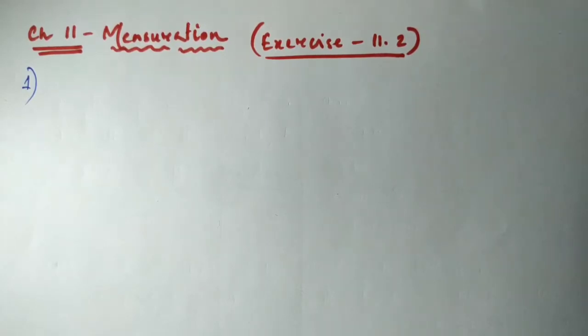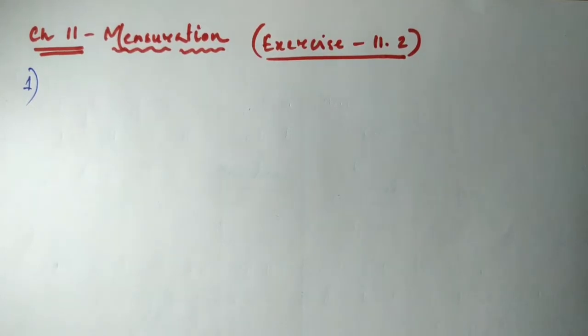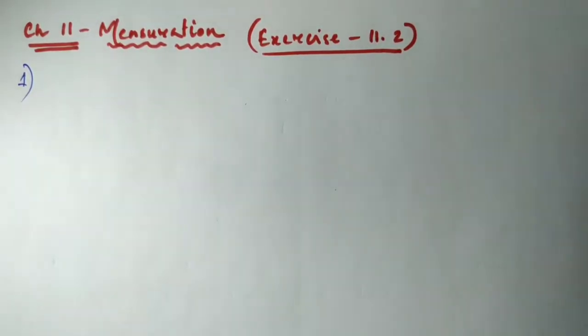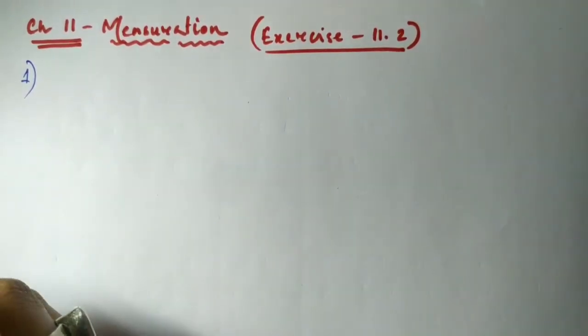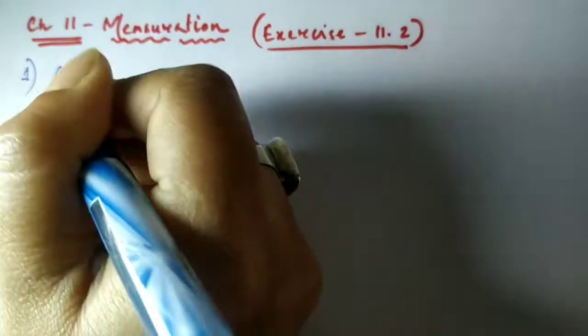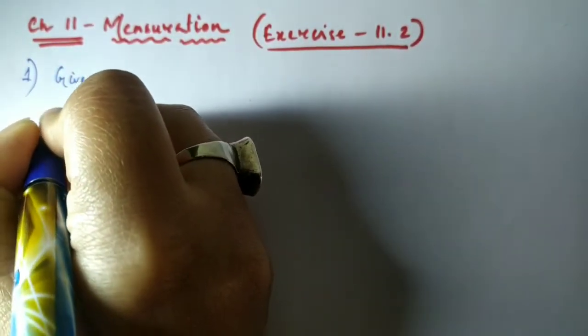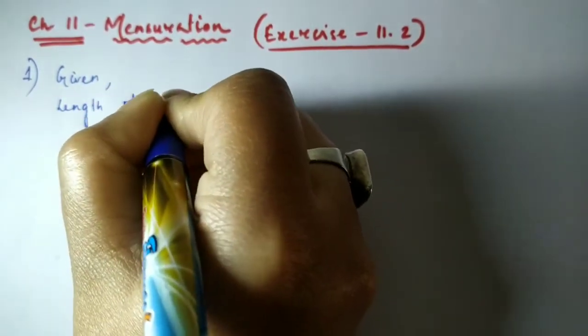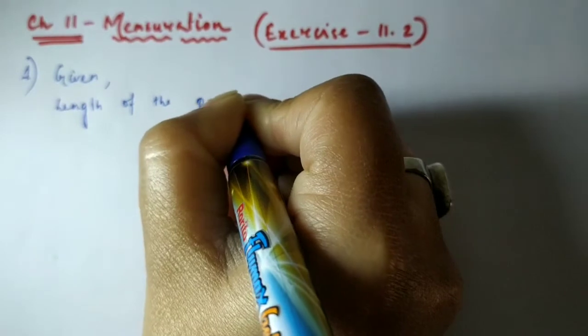Find its area if its parallel sides are 1 meter and 1.2 meter, and the perpendicular distance between them is 0.8 meter. So the things are given. I have to find the area of the trapezium. So let's write down what is given: the length of the parallel sides, because we need this to find the area.